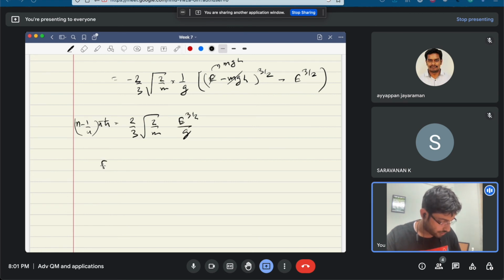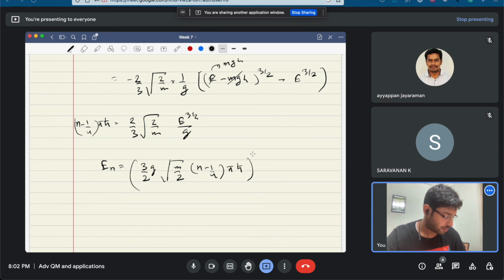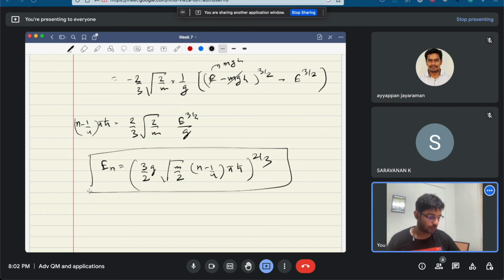So the energy of this ball is essentially E_n, which is given as (3/2 g root m / 2 (n − 1)) to the power 2/3. So these are the energy of the levels.